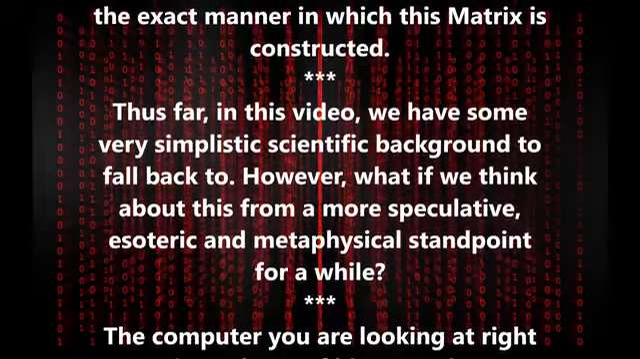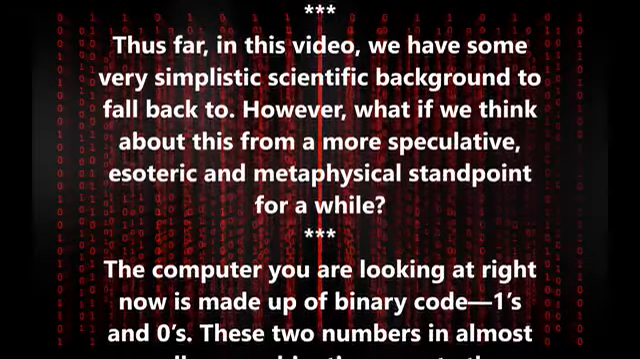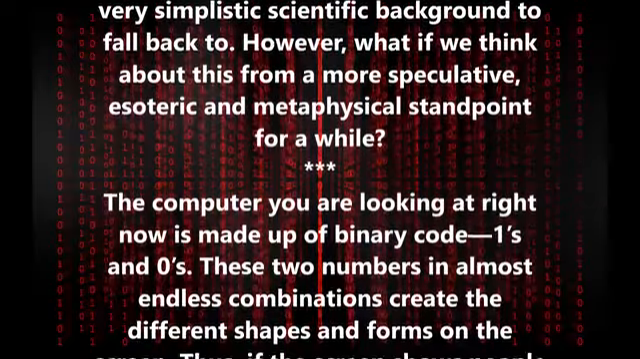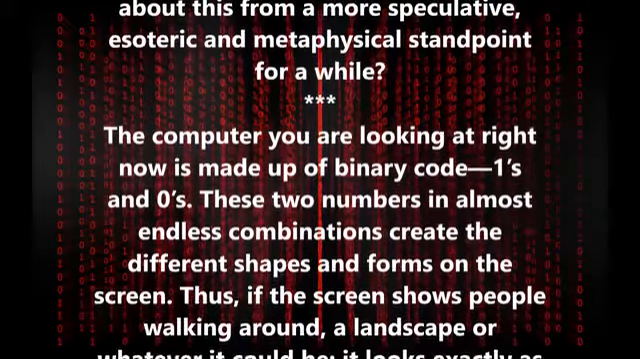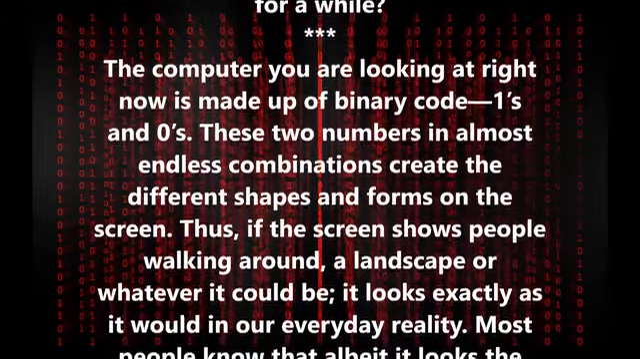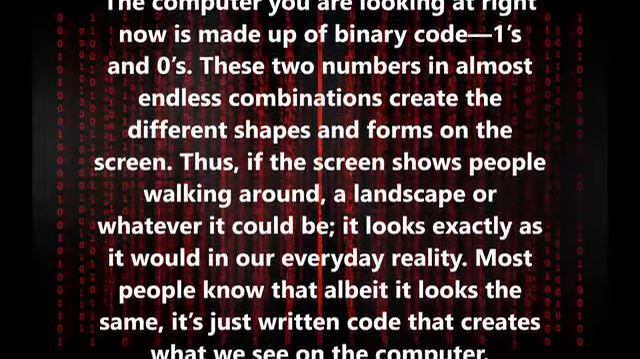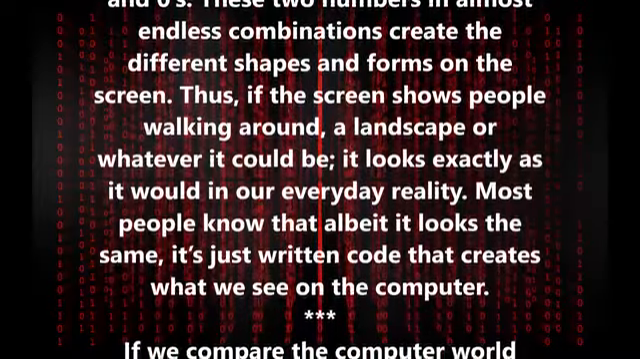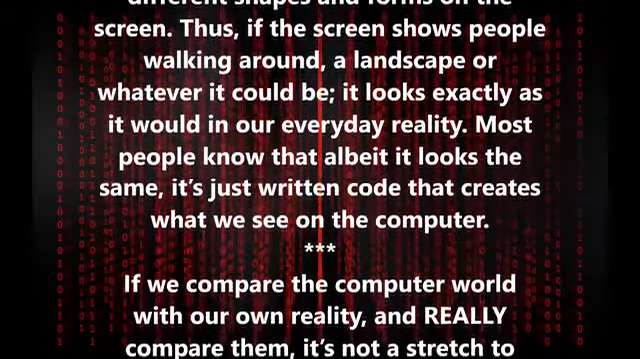Thus far, in this video, we have some simplistic scientific background to fall back to. However, what if we think about this from a more speculative, esoteric and metaphysical standpoint for a while? The computer you are looking at right now is made up of binary code, ones and zeros. These two numbers in almost endless combinations create the different shapes and forms of the screen. Thus, if the screen shows people walking around, a landscape or whatever it could be, it looks exactly as it would in our everyday reality.